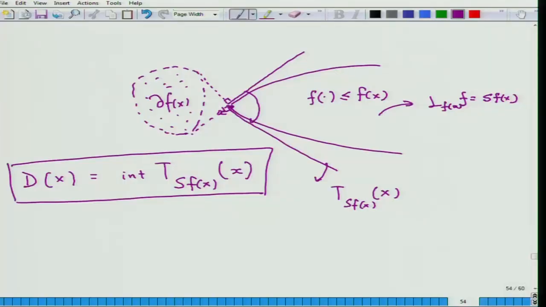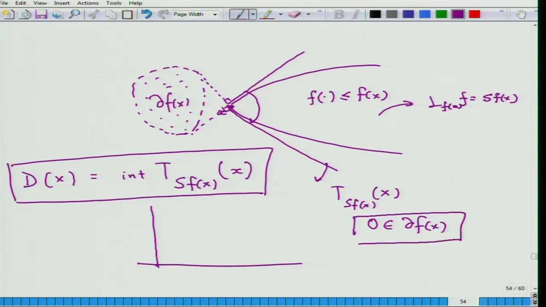But there is another way of looking at it also. Basically, what you want is to find a point, the goal is this: find an x such that this happens, but it is not so easy to find an x. Suppose you find an x for which this is your del f x here, but 0 is not in it, 0 is here.